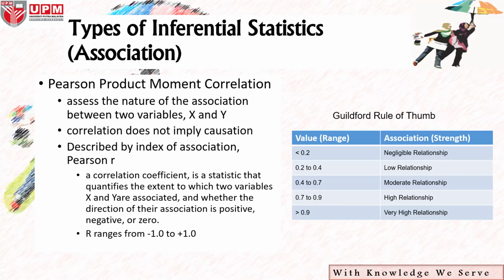Faham dua benda where kita nak assess the nature of the association. Two things: in terms of the direction, and the second one is in terms of magnitude of the relationship. Magnitude or the size of the relationship.